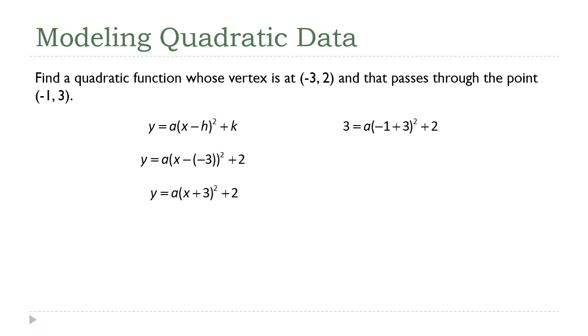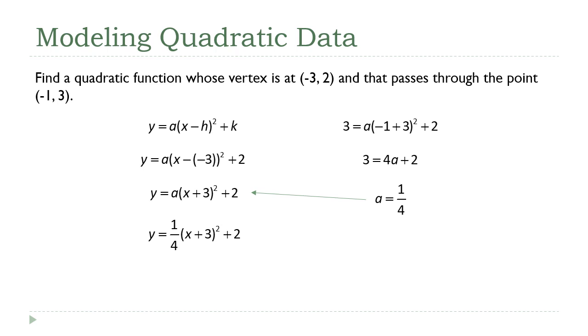Negative 1 plus 3, that's 2. 2 squared is 4, so this becomes 3 equals 4a plus 2. Subtract 2 from both sides, divide by 4, and we get a is equal to 1/4. All right, now we can get to the final answer. I'm going to take that 1/4 and substitute it back into this equation. That's going to give me y equals 1/4 times x plus 3 quantity squared plus 2.